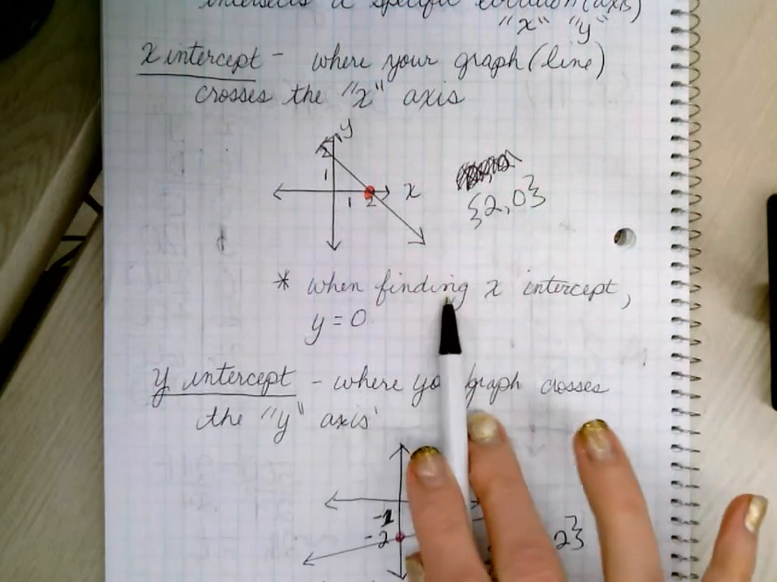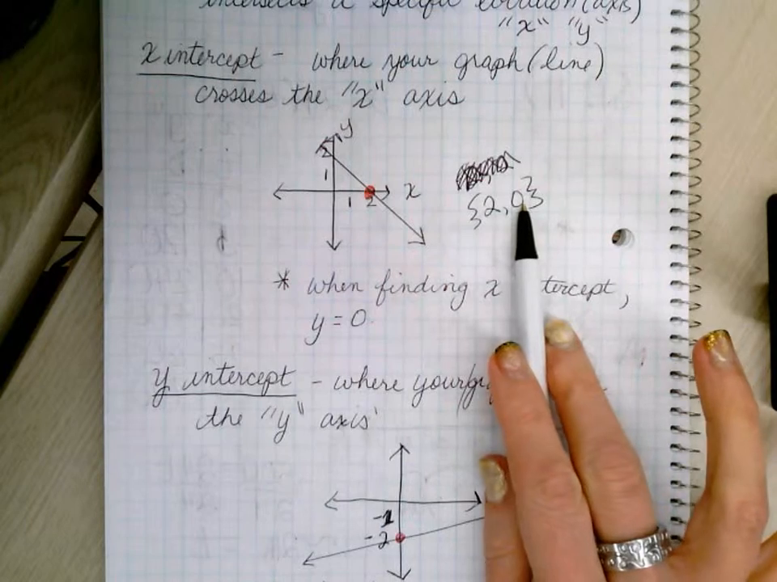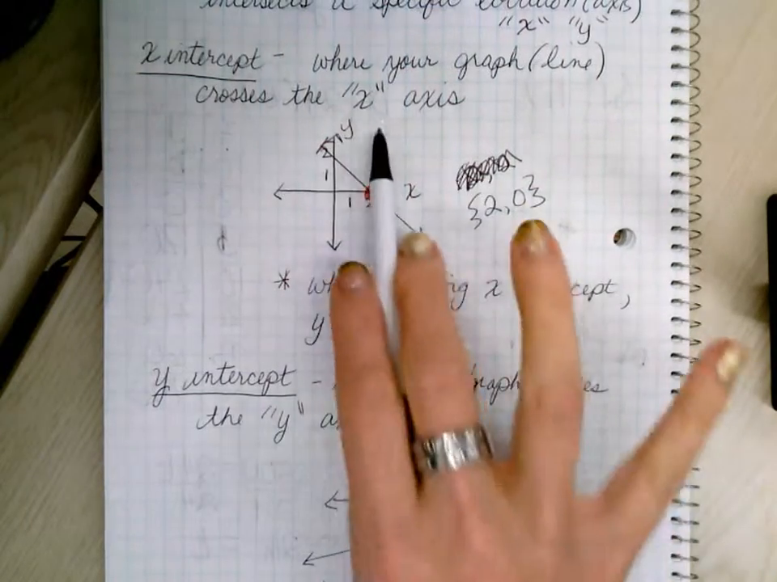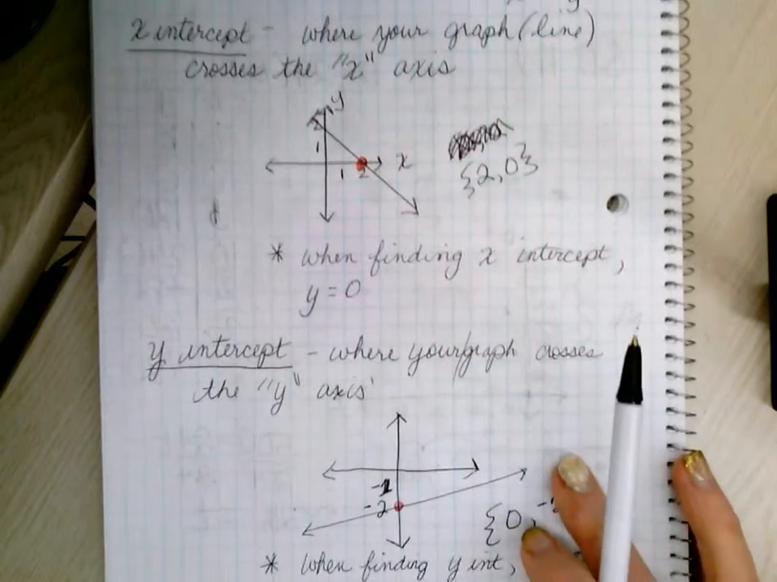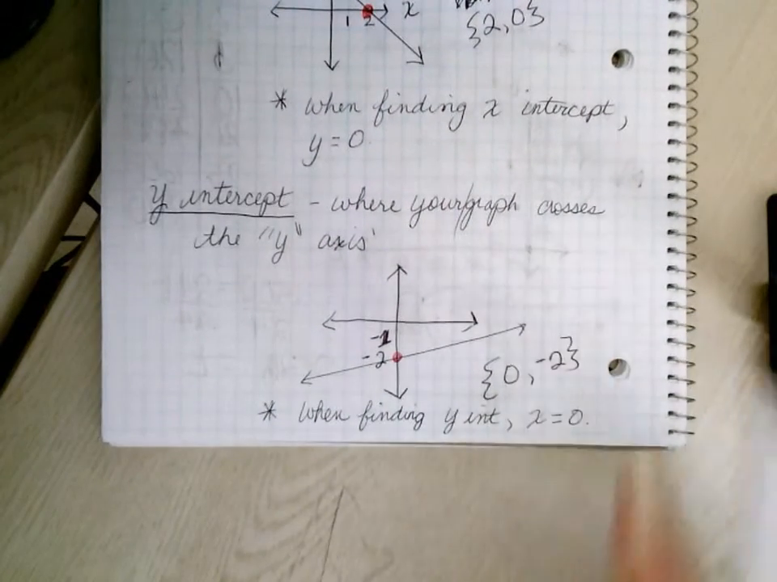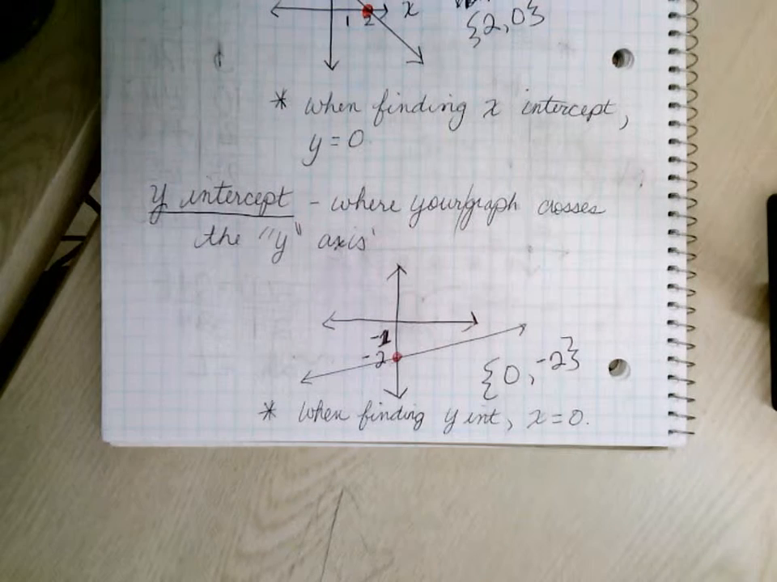And notice that when you find the x-intercept, y is always going to be 0 because you don't go up or down. If you went up or down, you'd no longer be sitting on the x-axis. In contrast, the y-intercept is where your graph crosses and touches the y-axis. And when you find the y-intercept, x is always 0.